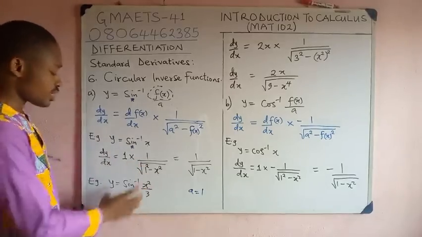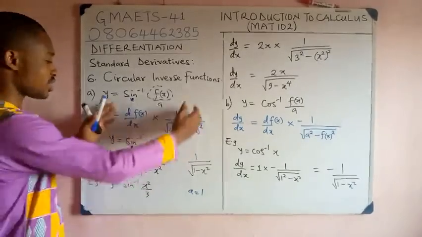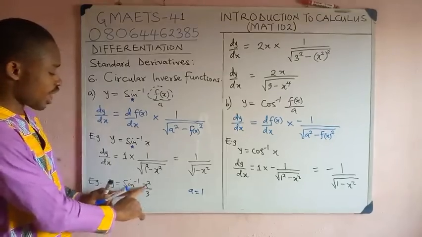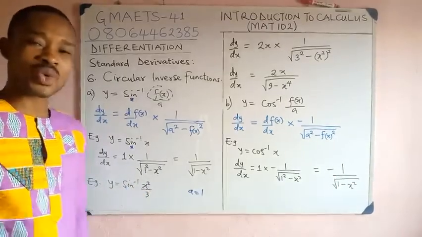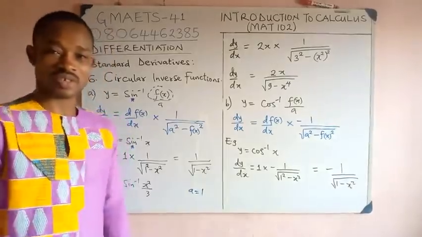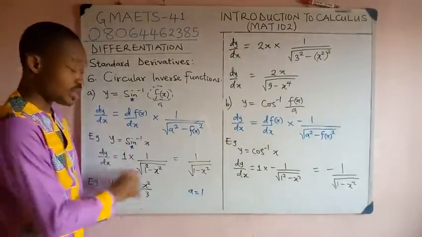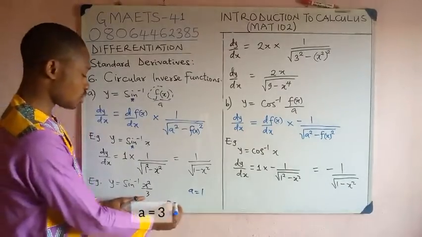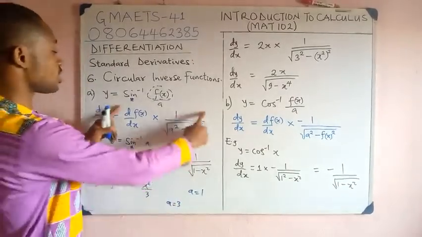Now let us quickly look at this example again to help you appreciate this standard that we've just brought out to you. Y is equal to sine inverse of x squared over 3. Now I'm going to ask you a question. What is the numerator function of x here? You'll agree with me it is x squared. Is that not so? And what is our a here? You'll agree with me that here our a is equal to what? 3. Good. We're now going to use this standard to solve the problem.